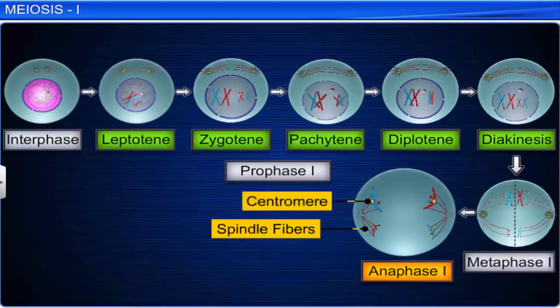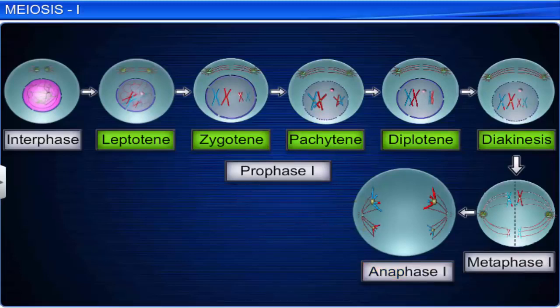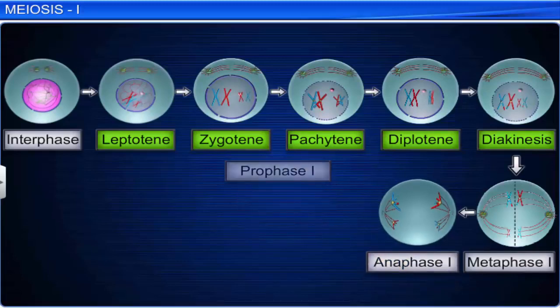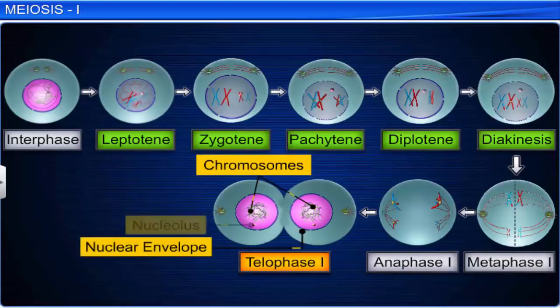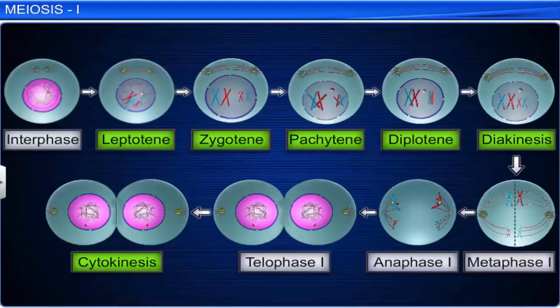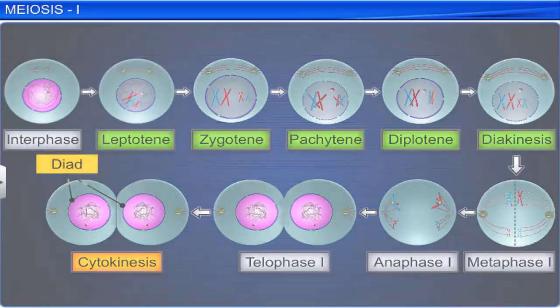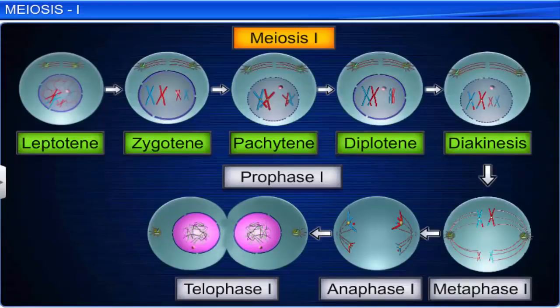This marks the end of anaphase 1, which is then followed by telophase 1. In this phase, the chromosomes are at the poles, while the spindle fibers disintegrate and the nuclear envelope and the nucleolus reappear. Cell division or cytokinesis follows telophase 1 and results in two cells referred to as a dyad. Therefore, meiosis 1, which progresses from prophase 1 to telophase 1, results in the formation of two cells with half the number of chromosomes compared to the original cell.